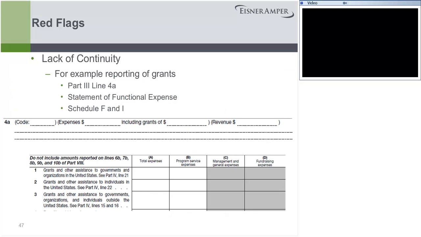So some red flags. Some of the things that we see, for example, reporting of grants, Part 3, Line 4A, statement of functional expenses are often different, Schedule F and Schedule I. So here, 4A, when you're reporting the amounts that are included in your major program expenses, see where it says code? Right now, code is actually not required.